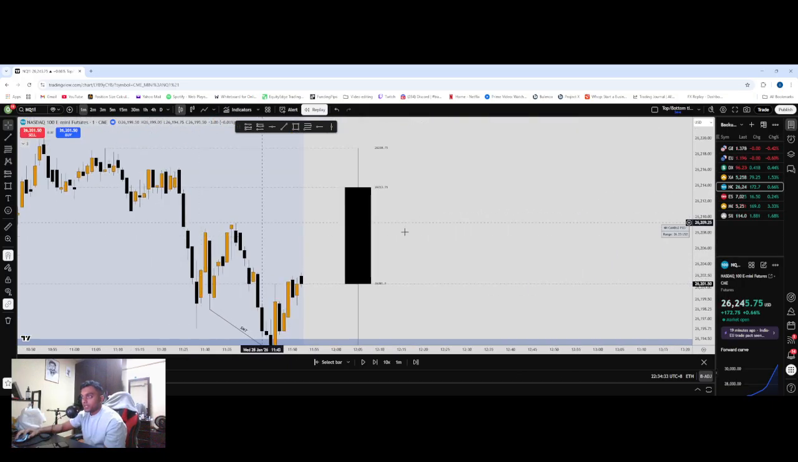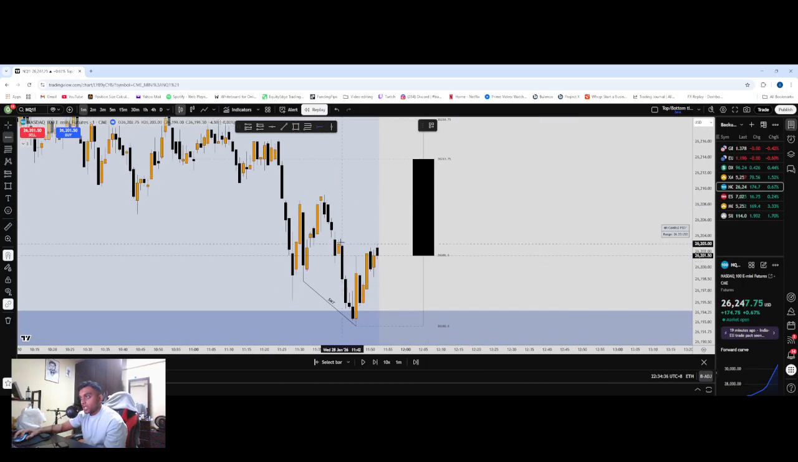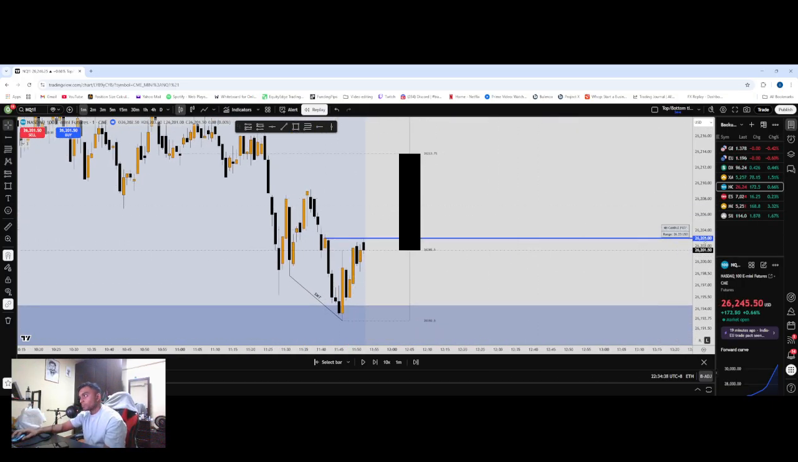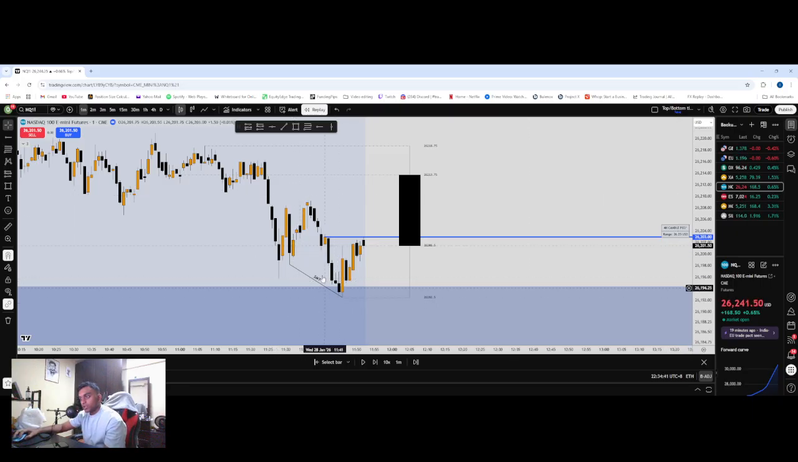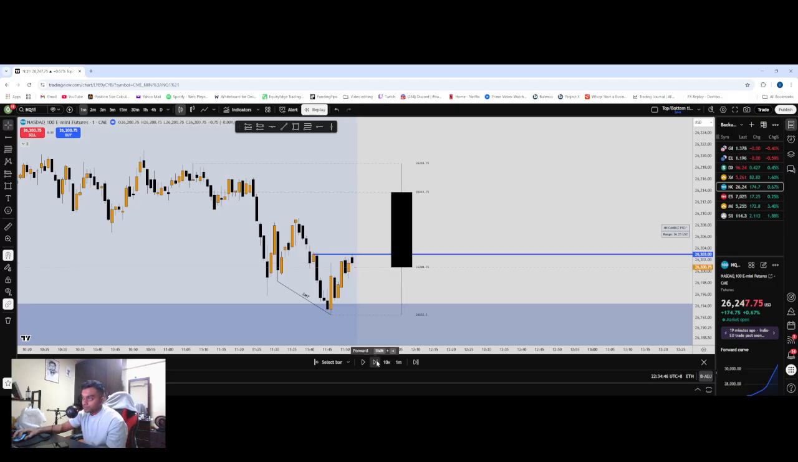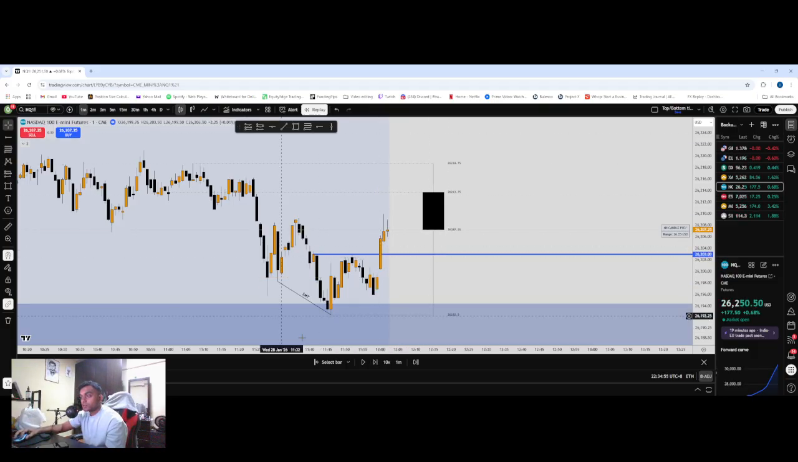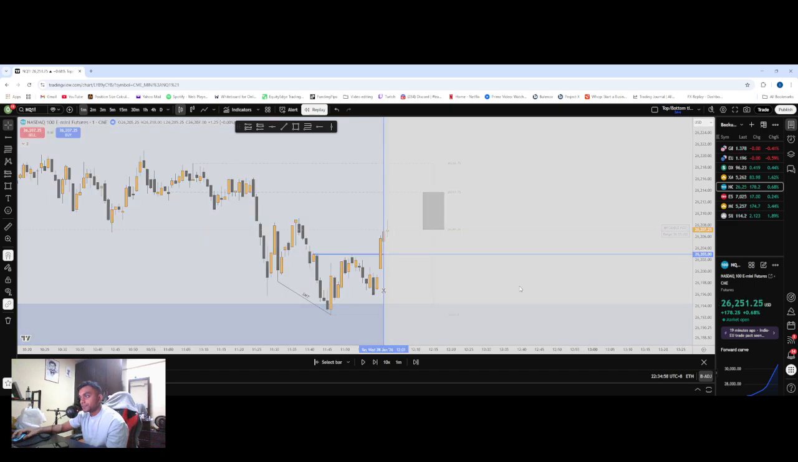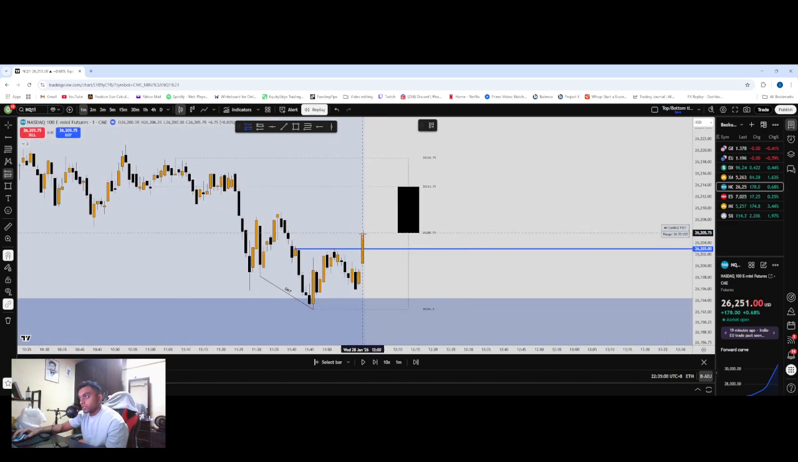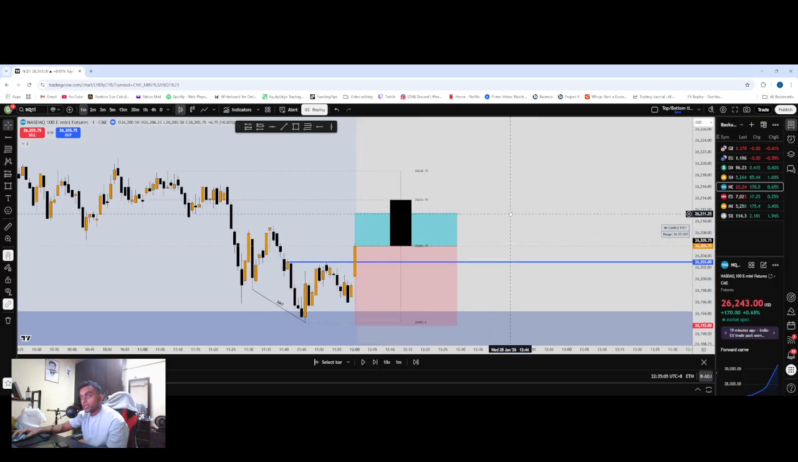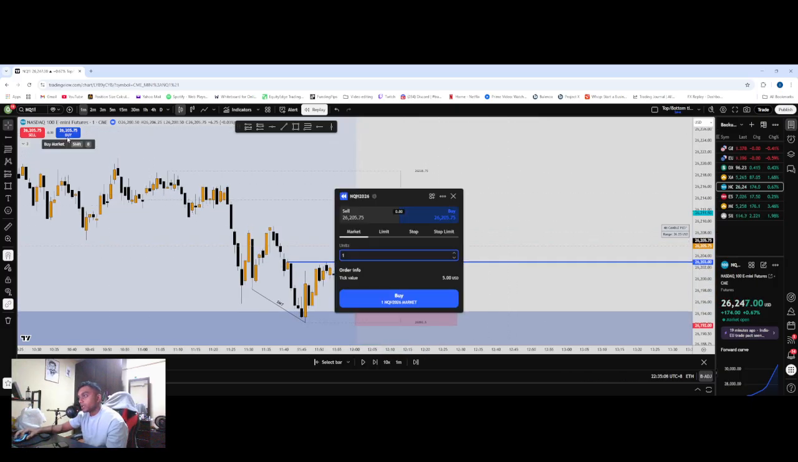SMT done. Main thing done. So next we've got to get our CISD, which is this candle high, because this was the last move down that created the low. You get what I mean, right? So this candle broke. Wait, let me go back a bit. Okay, so this candle broke. This was our SMT low, the stop loss there, right? So we buy.